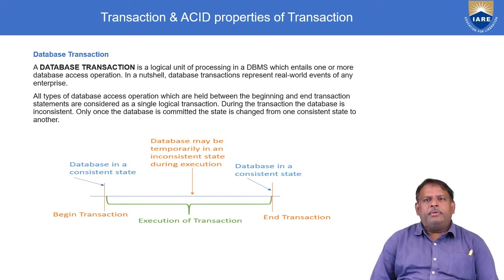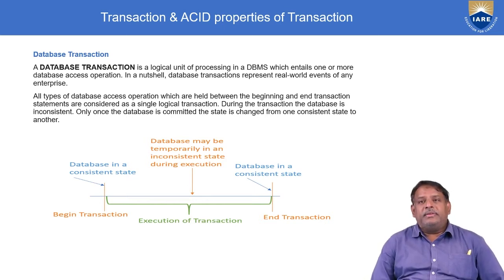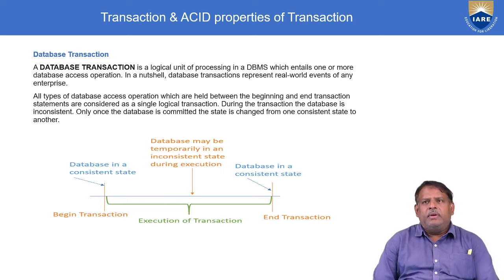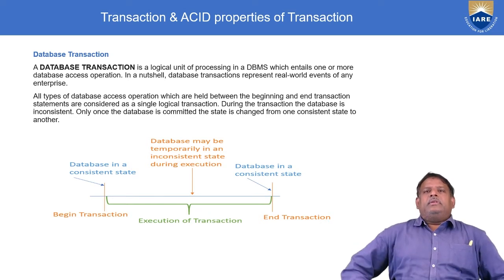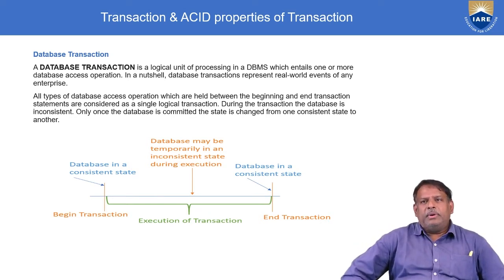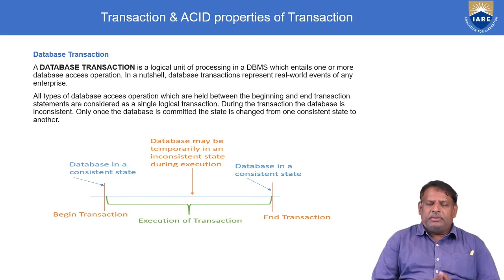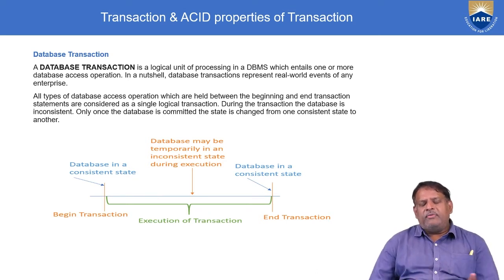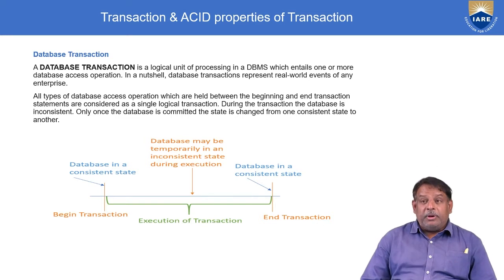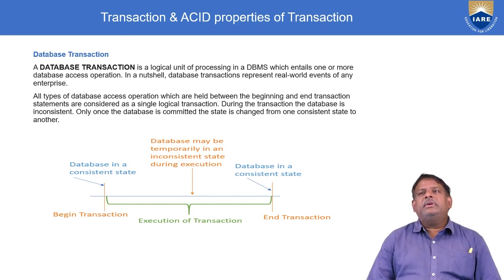Now, all types of database access operations which are held between the beginning and end of transaction statements are considered as a single logical transaction. During the transaction, the database is inconsistent. Only when the transaction is committed is the state changed from one consistent state to another consistent state. So before the transaction it is consistent, after the transaction it is consistent, and between the phases of the transaction, the database is inconsistent.